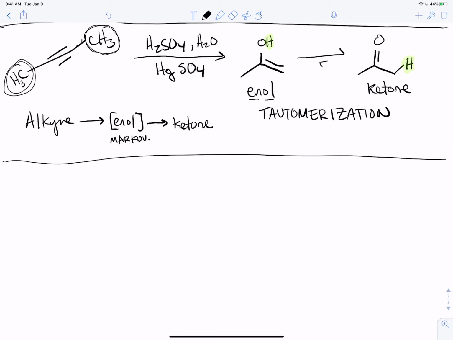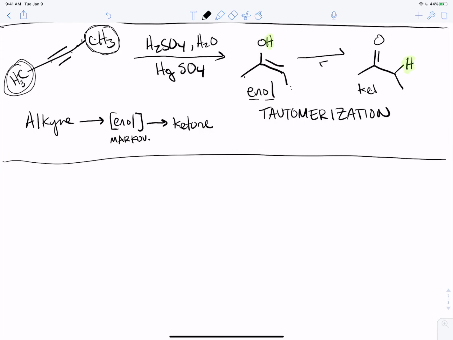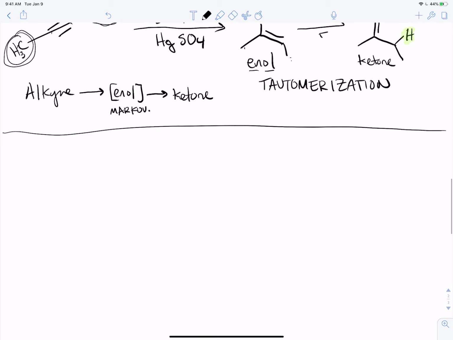Let's see, did I lose a carbon atom? I sure did. Go add that back in up here. So I've got 1, 2, 3, 4. 1, 2, 3, 4. Okay. There we go. That fixes that. Okay. All right. Yeah, so that's Markovnikov.